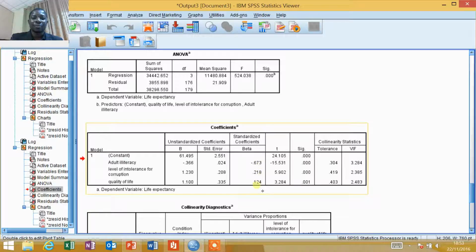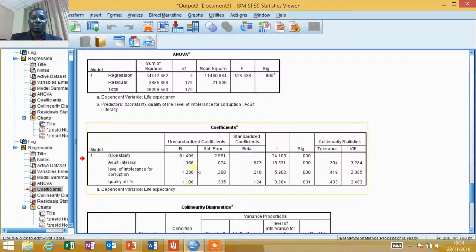So from here, if you look at this, the one with the highest coefficient, apart from the constant, is level of intolerance, followed by quality of life, followed by adult illiteracy. But when you come to the standardized, you realize that adult illiteracy, though it's negative, has higher influence. Though the influence is negative, its value has higher influence than any other variables. You can directly compare them.